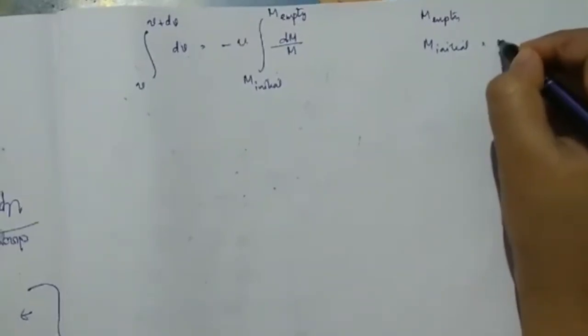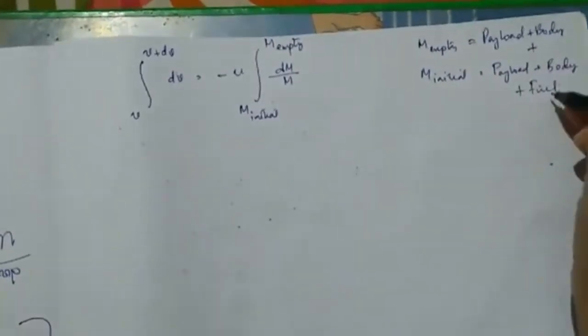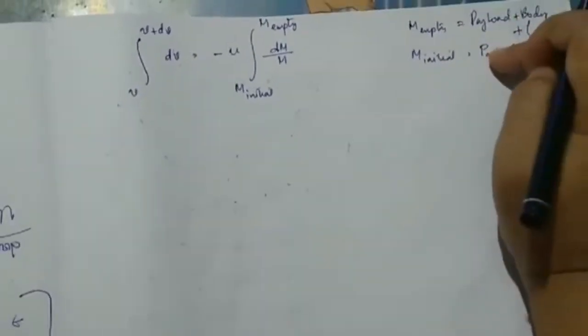what is m empty and what is m initial? Okay, m initial means there is the weight of the payload, then the body of the satellite, and then the fuel. And then m empty means obviously the payload will be there, the body will be there, and the fuel has got reduced. The payload and body remain constant, the only thing that will change is the fuel.